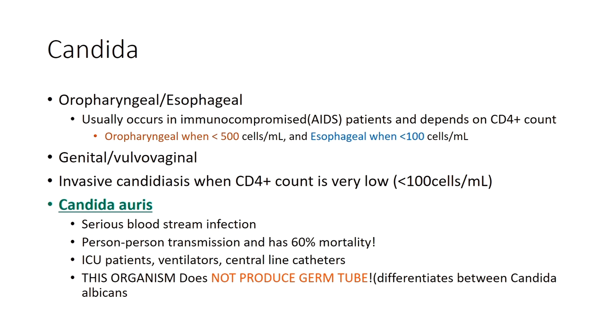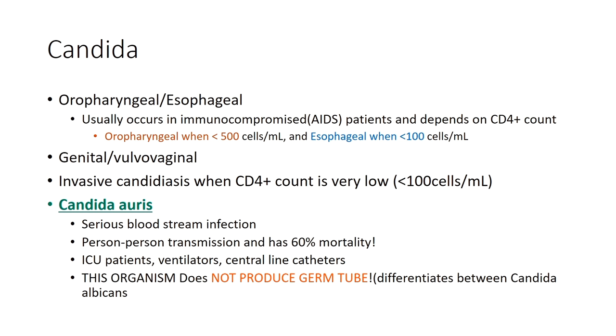And then it also can cause genital and vulvovaginal infections. That actually doesn't even require a low CD4 count, so it's not something as far as AIDS or anything is concerned. It also can cause invasive disease, but usually, again, when it's less than 100 cells per microliter, it can cause that esophageal or further, such as candidemia.